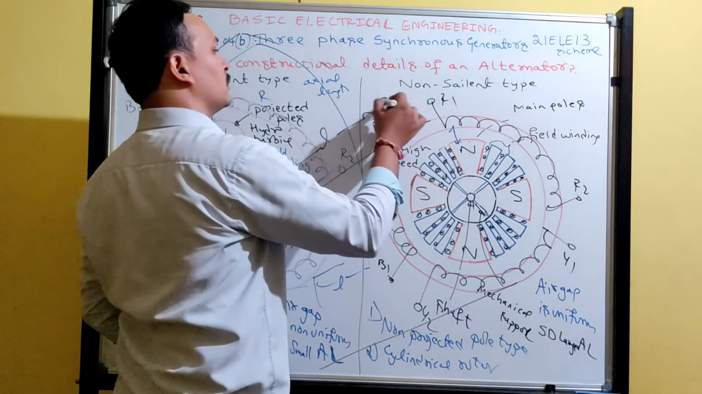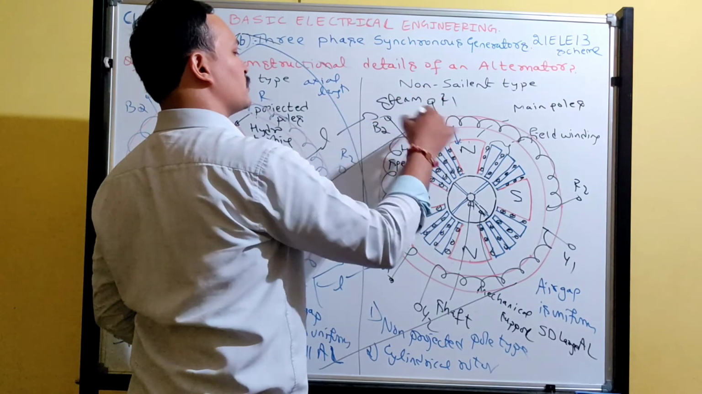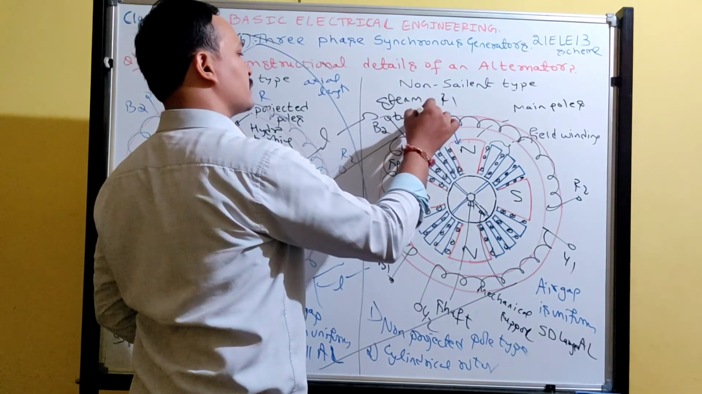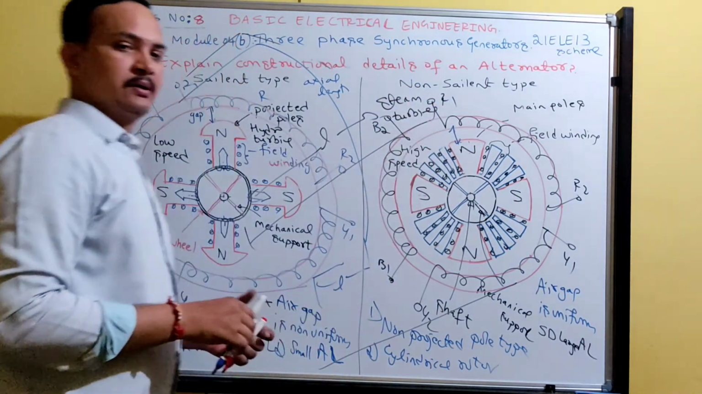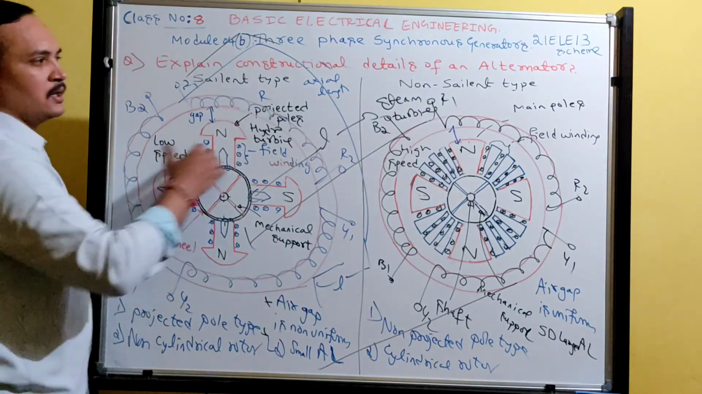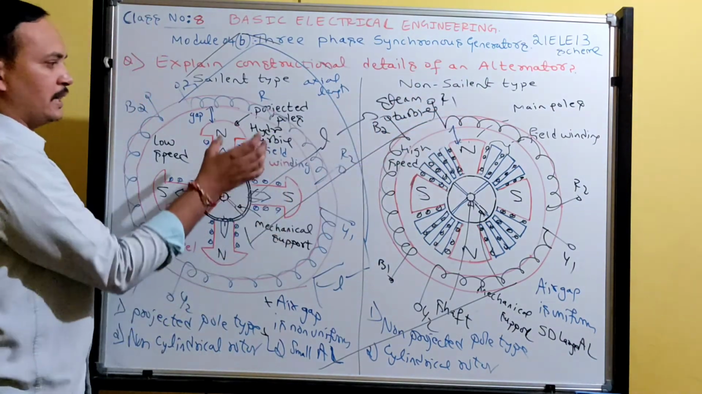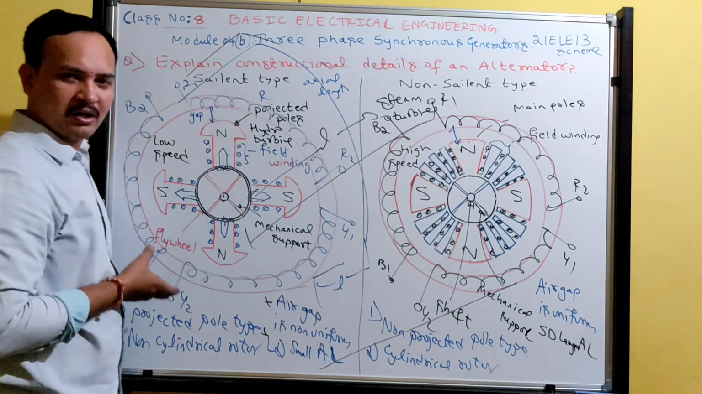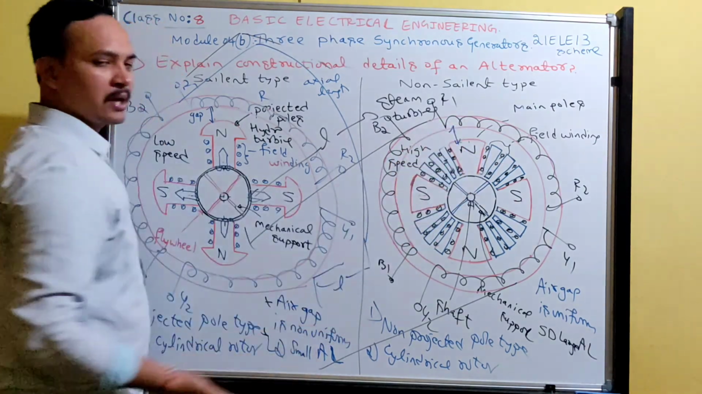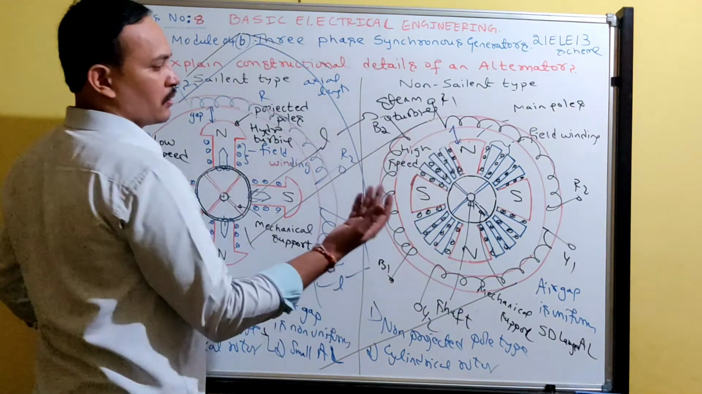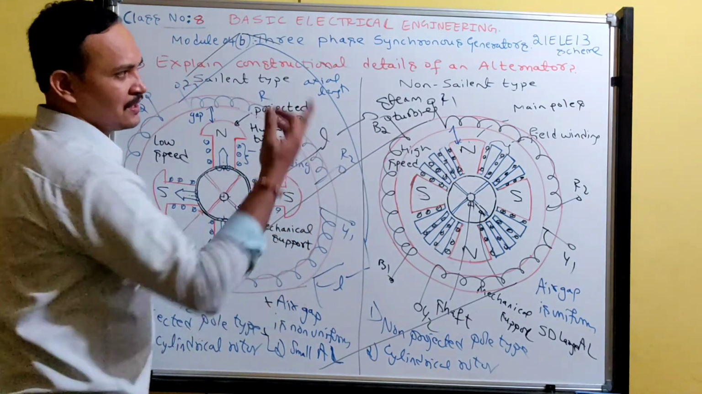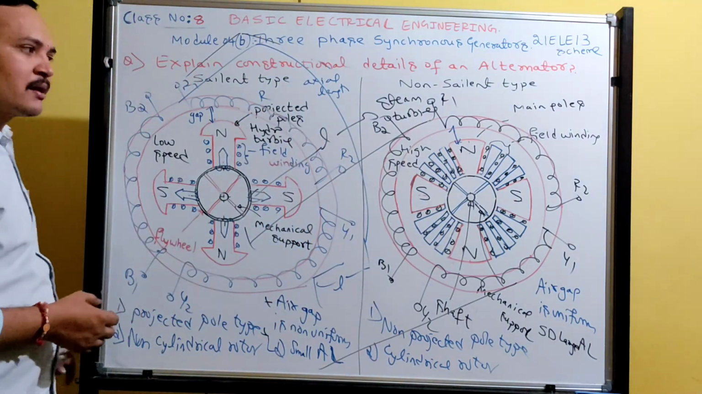But this type of alternator we can use for steam turbines. So low speed alternator, high speed alternator. Example: hydro turbines or water turbines. Example: steam turbine, all types of steam turbines. The recommended alternator is the non-salient pole type alternator.